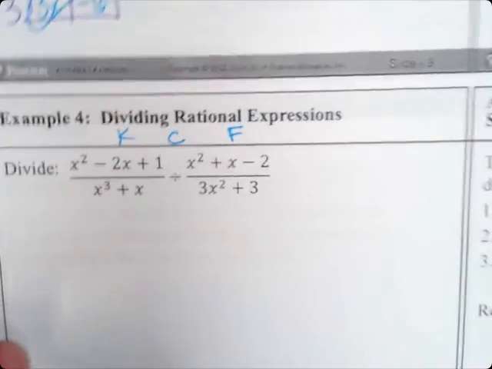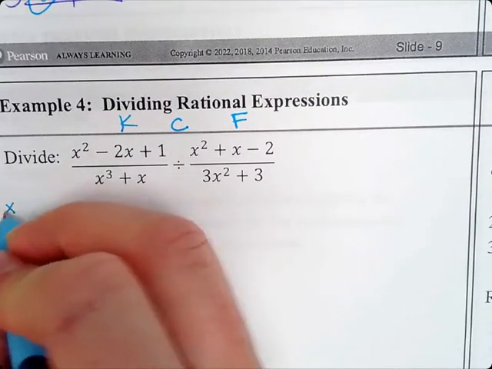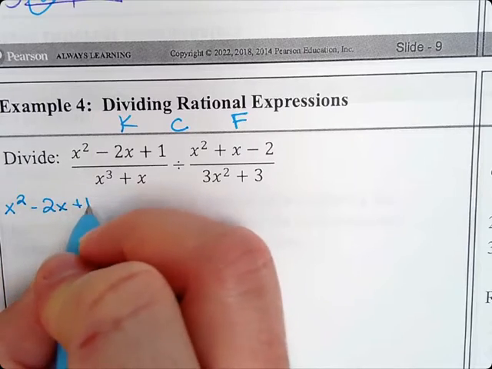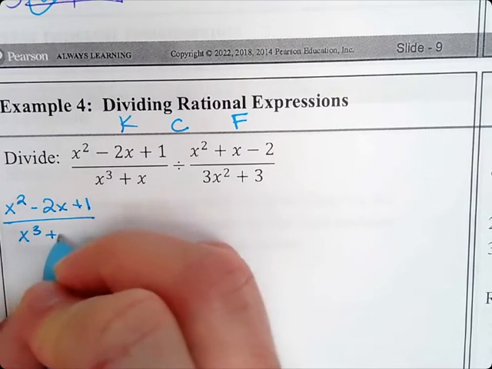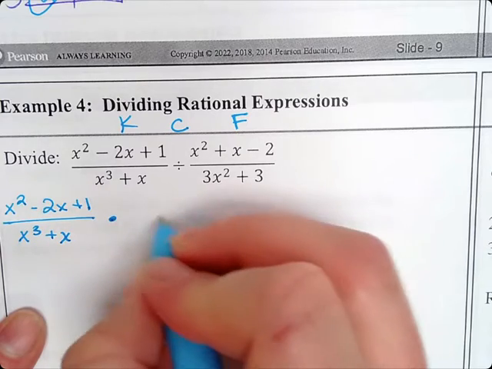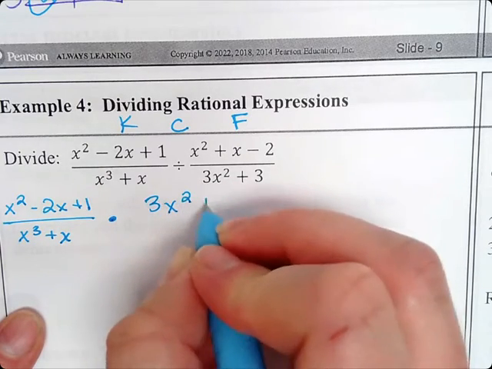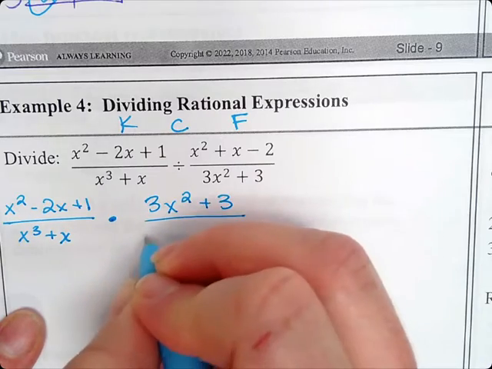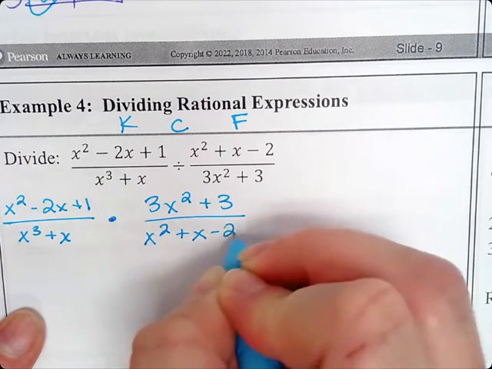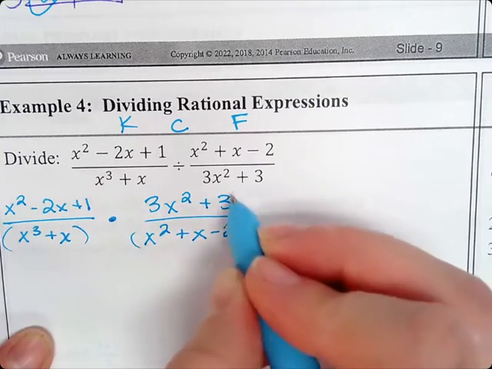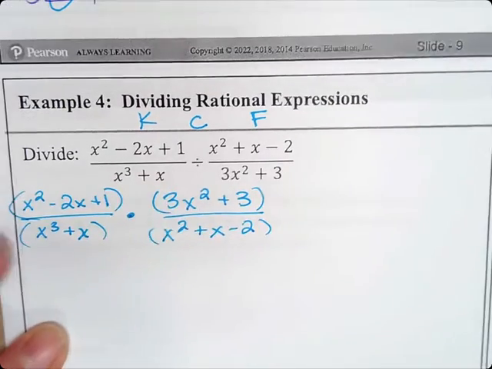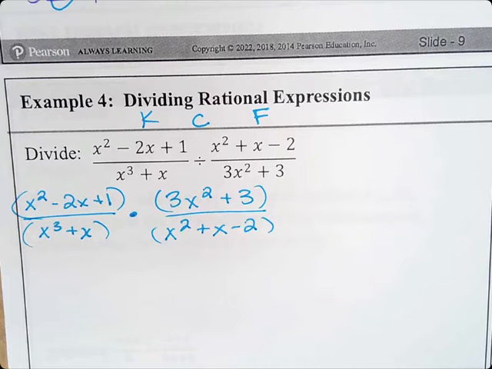So we can go ahead and write that. X squared minus 2x plus 1 over x cubed plus x times 3x squared plus 3 over x squared plus x minus 2. So now we need to factor and see if we can cross out any common factors.